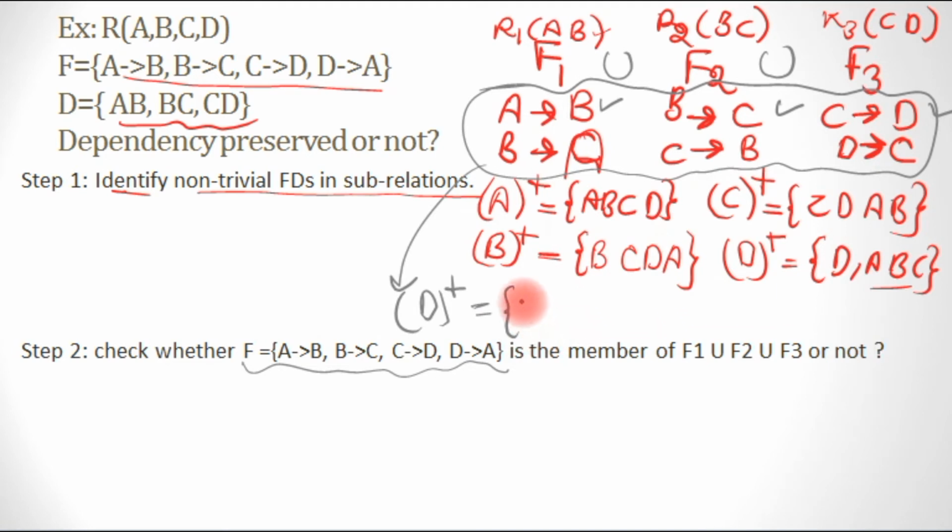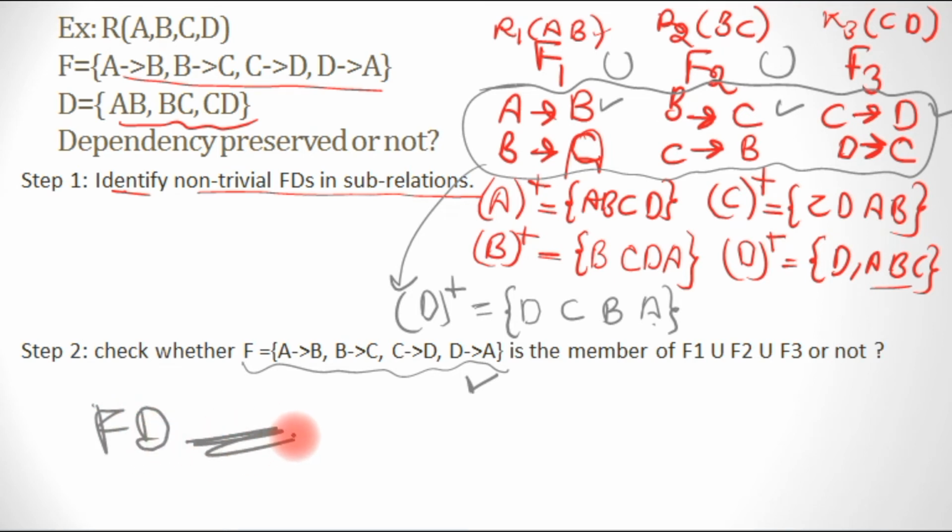D can determine C, C can determine B, and B can determine A. So yes, we can say D can determine A. So this functional dependency is also a member of F1 union F2 union F3. So all the dependencies of the original functional dependency set are covered by F1 union F2 union F3. That's why we can say that it is a functional dependency preserved decomposition.